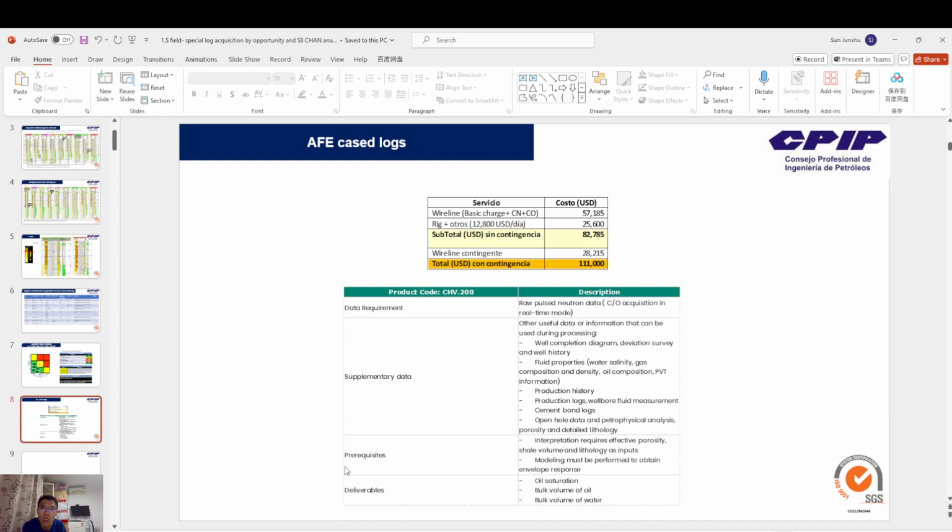AFE case total is around 111,000 US dollars. This includes the wireline around 57,000, rig and others 25,000, wireline contingent 28,000.